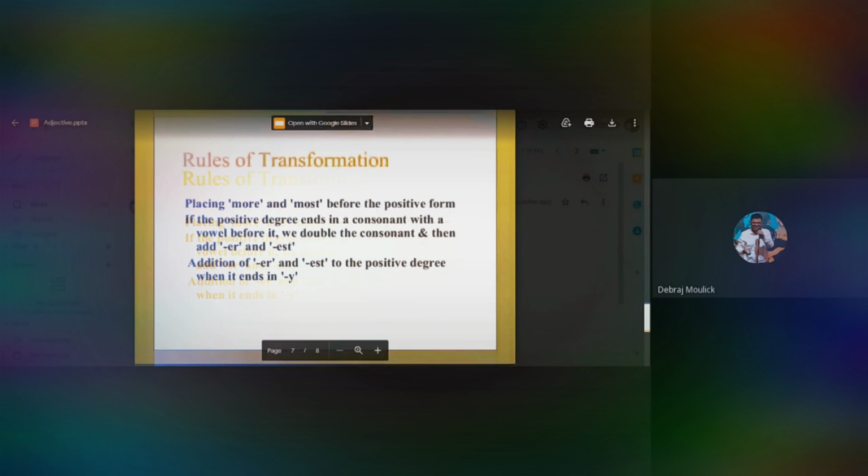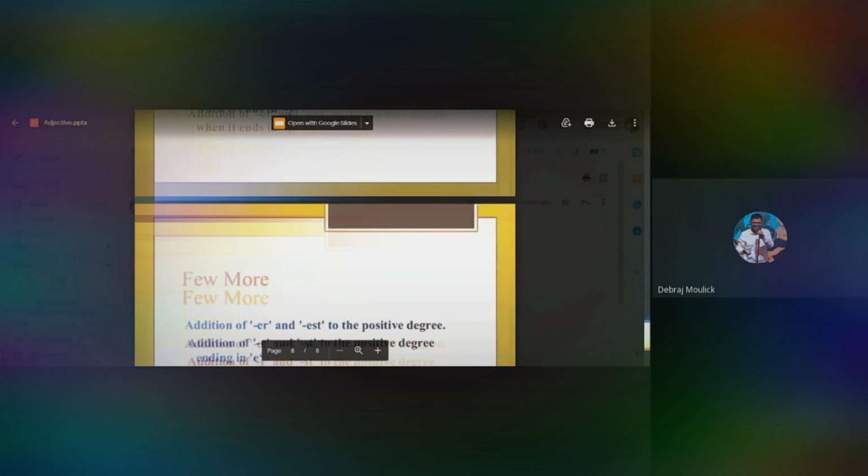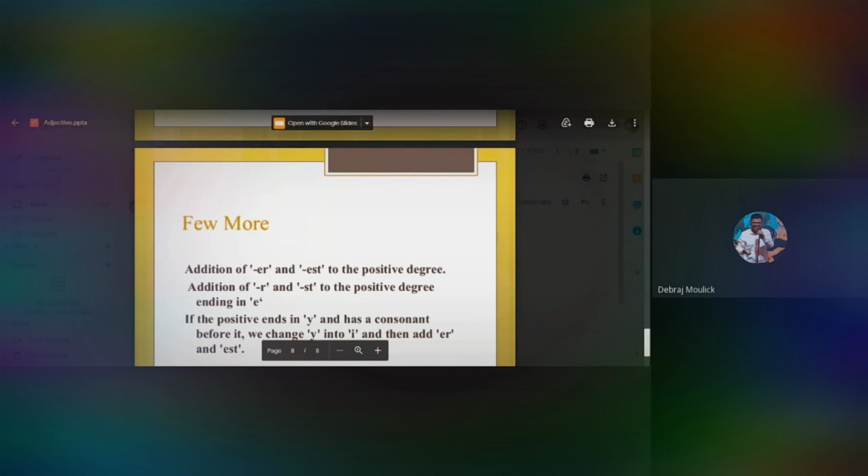Now let us go to the next rule. These last few rules are very easy. Basically, everyone knows them. So by adding er and est to the positive degree, it's very easy. For example, kind, kinder, kindest; high, higher, highest; fast, faster, fastest.